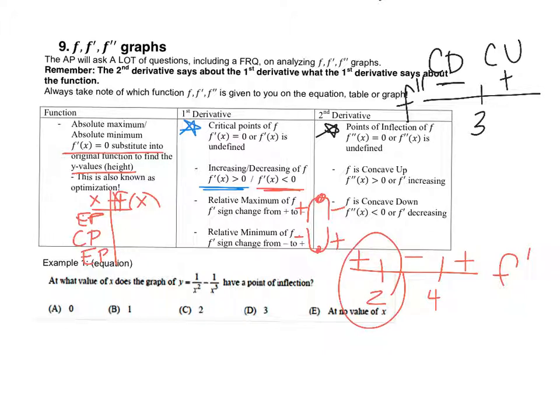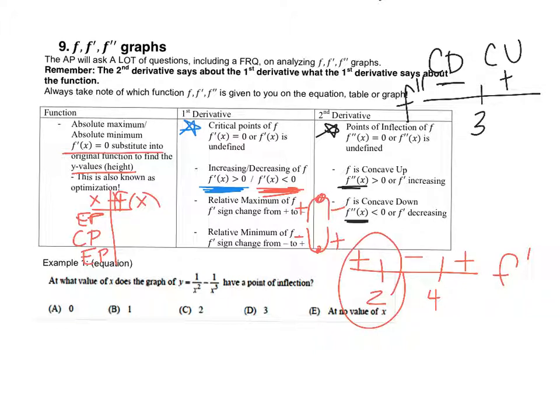So again, remember, when you're finding concave up and concave down, you're plugging back into the second derivative. When you're finding increasing and decreasing, you're plugging back into the first derivative. When you're finding absolute max and absolute min, you're plugging into the function. You have to know when to use each one.